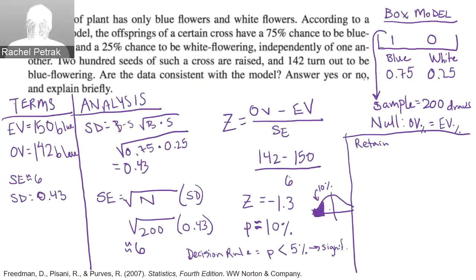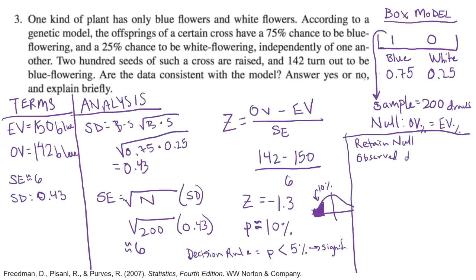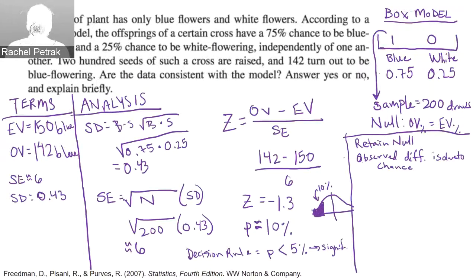Remember our decision rule. If p is less than 0.05, that's significant. P is 10% here, so that's bigger than 5%. So we know that the observed differences are due to chance, which I'm just writing out for your purposes here. But if you're writing this in your result sentence, remember, always write in terms of the variable itself. So this is not my results sentence. I'm just writing this to help translate the model for you.